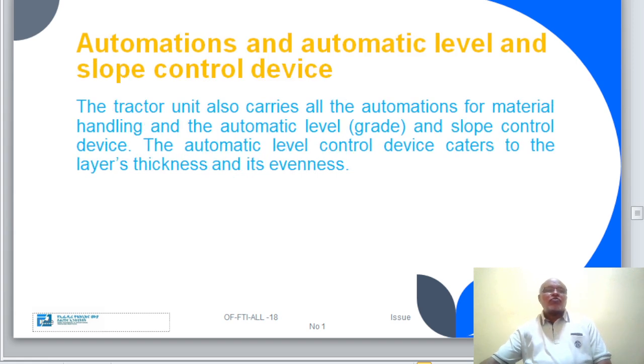Automation and automatic level and slope control. The tractor unit also carries the automation for materials handling and the automatic level or grade and slope control device. The automatic level control device caters to the layer's thickness and its evenness. Today, there are various types of sophisticated automatic level control systems, but all of them work on the same principle: to maintain tow points at a constant height from a reference datum.